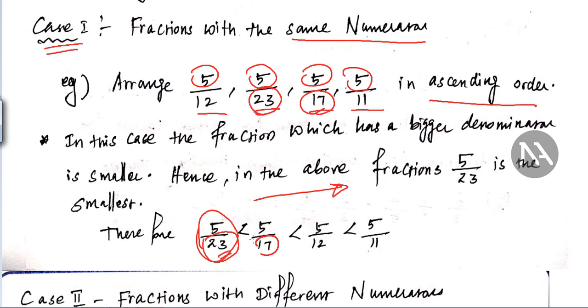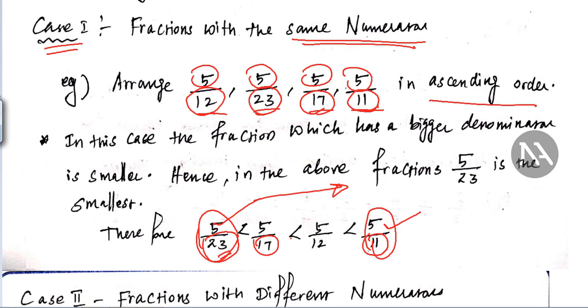Next, after 17, 12. 12 is greater compared to 17, then 5 by 12 is greater than 5 by 17. 5 by 11, because 11 is the smallest denominator, will be the greatest fraction. The smallest denominator is the greatest fraction in the case of the same numerator. So this is the greatest number and this is the smallest number in the case of the same numerator.